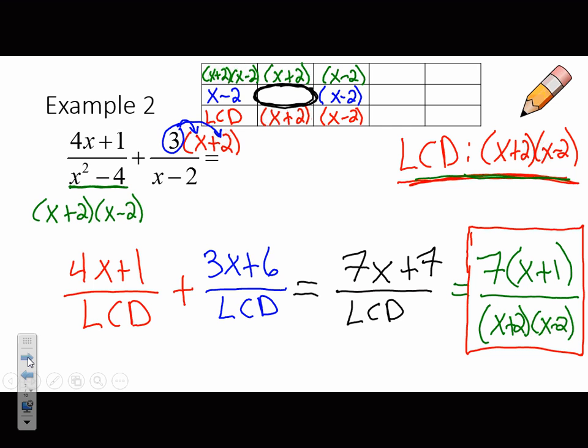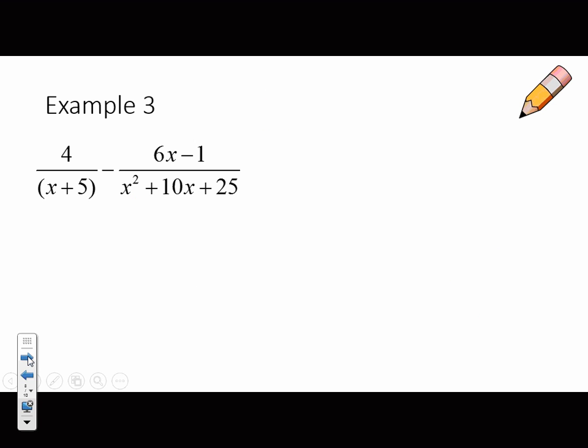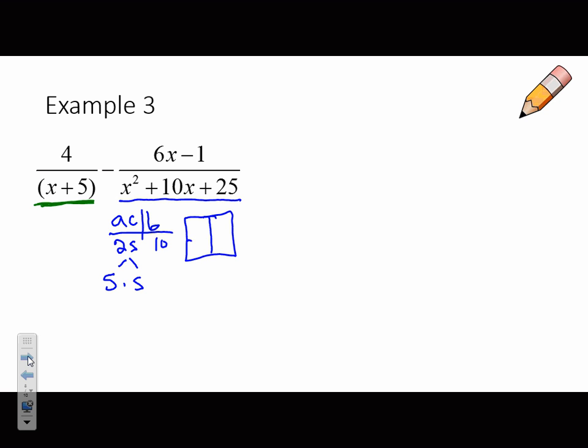Alright, moving on to example number 3. Here's example number 3 here. When we look at this one, same thing right away, we have to factor things, our denominators first. This one is factored for us, so we're going to leave it as is. This one right here, we're going to use AC method. So I'm going to A times C, add up to B, 25 and 10. So we're going to have 5 times 5 adds up to 10. Plug that into our box.